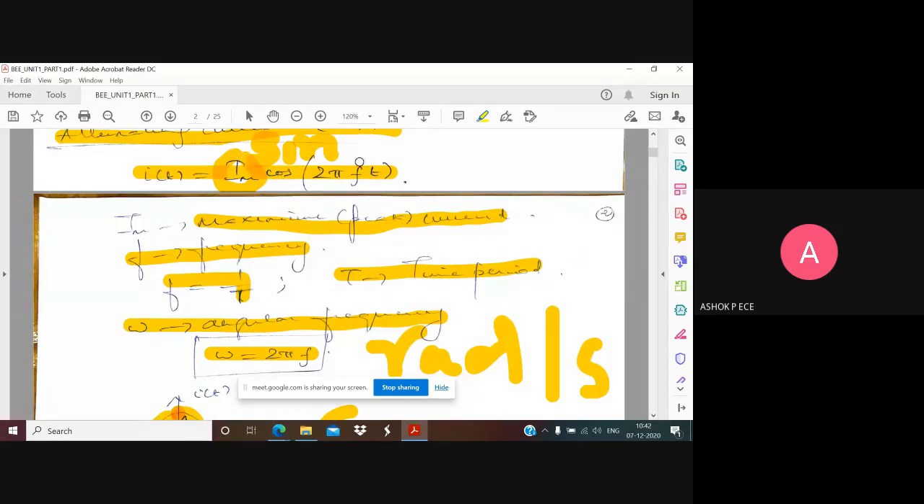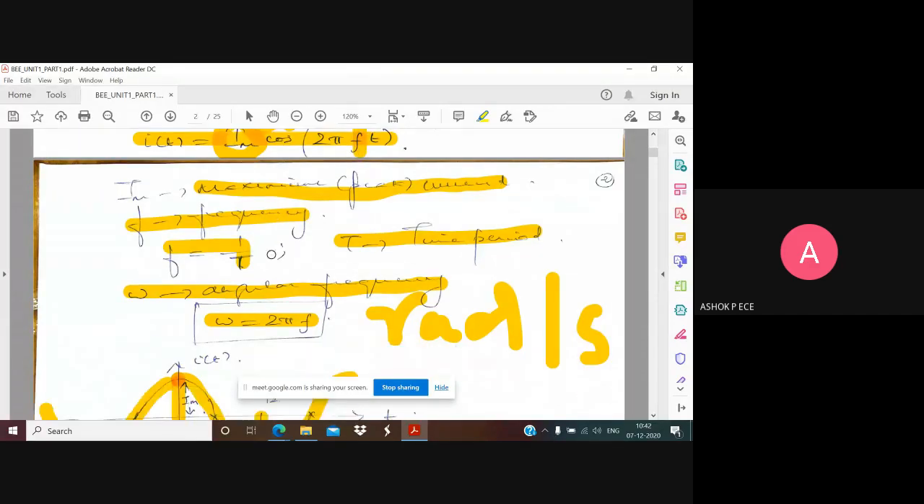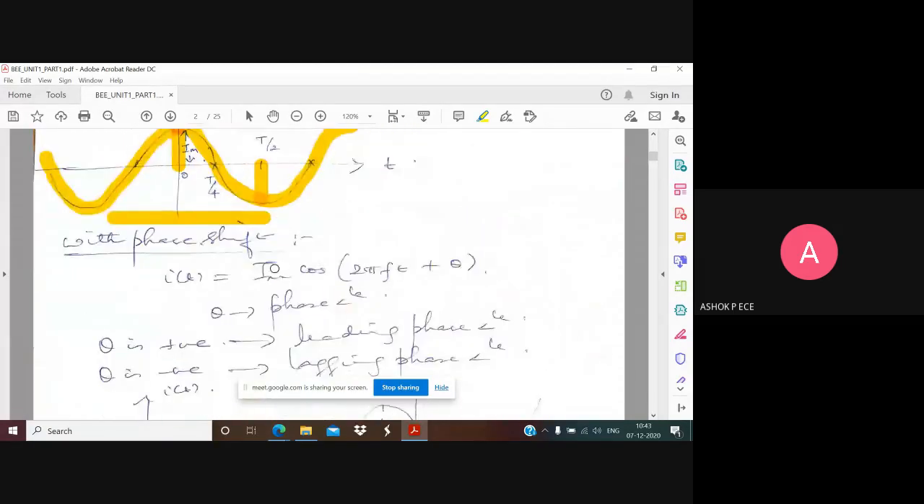The second parameter is frequency, f. And I told you how to find f: f is going to be 1 by T. And the third one is going to be phase shift. See the expression that I have written now. I have added one more term called theta, and this theta is going to be your phase angle.